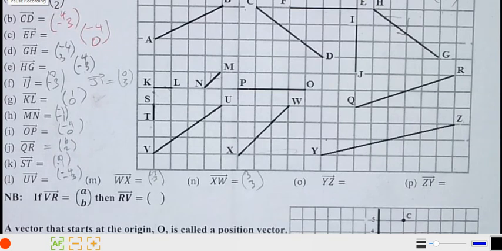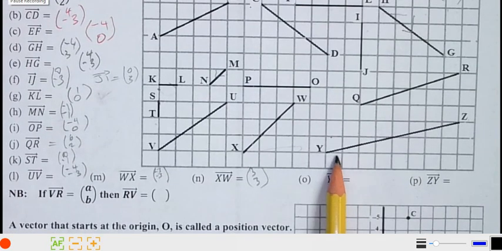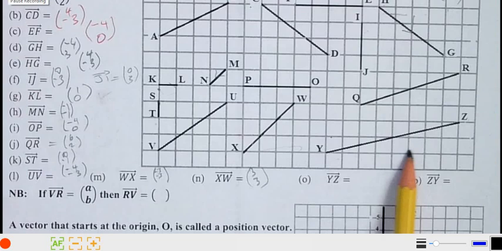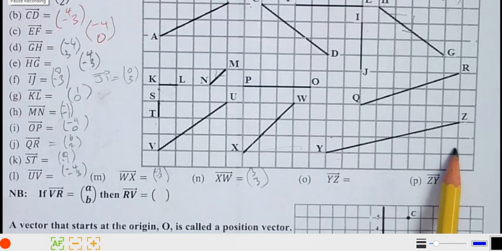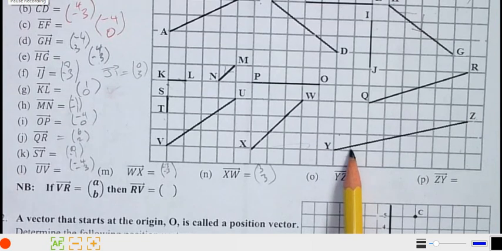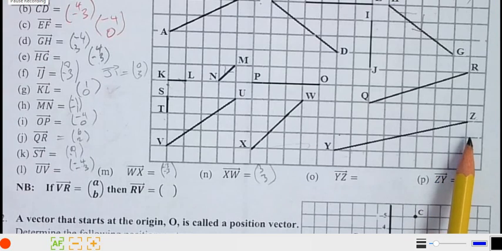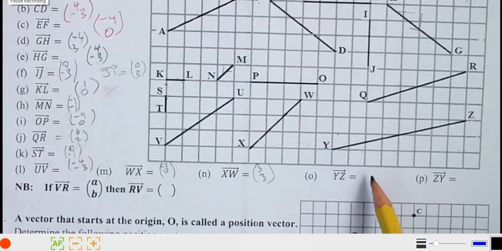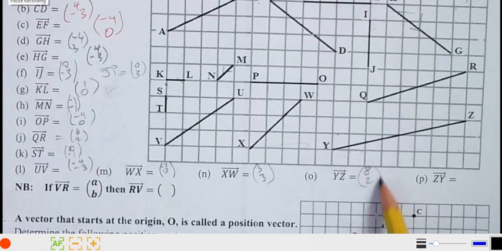YZ and ZY. What's YZ? 1, 2, 3, 4, 5, 6, 7, 8. 1, 2. Let's go again. 1, 2, 3, 4, 5, 6, 7, 8. And then we go 1, 2. So that's going to be 8.